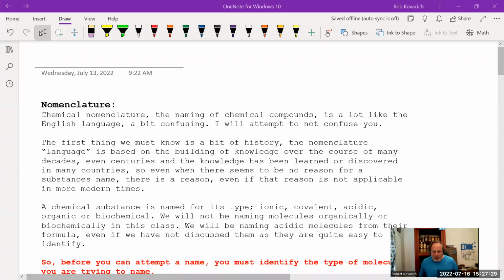All right, we're going to talk about nomenclature today. So this is naming compounds. A lot of people have a lot of confusion with this. This is kind of what the dihydrogen monoxide video was about. So let's talk about this.